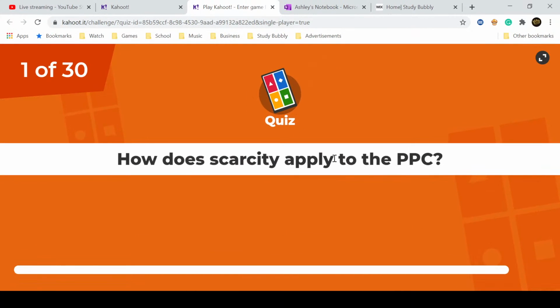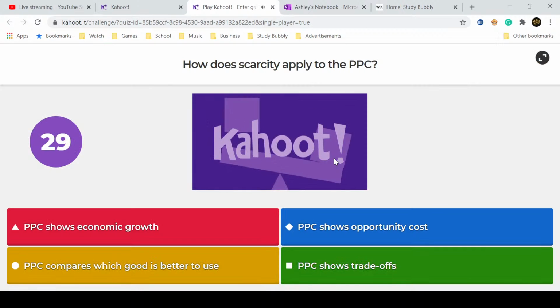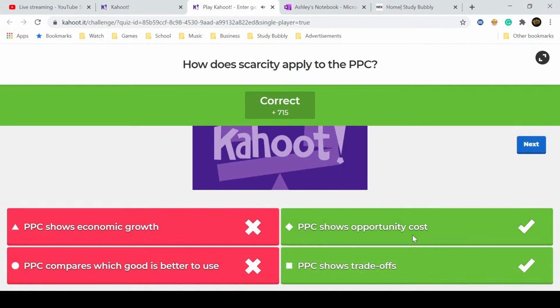So the first question is, how does scarcity apply to the product possibility curve? Sorry, that's really loud. Basically, trade-offs, because when you look at it, you're comparing 2 different goods, and it's showing if you produce one good, what do you give up if you're producing the other, if you don't produce the other good, and you're just trying to find a balance between utilizing your resources properly. So that's opportunity cost and trade-offs, which is what the product possibility curve shows.